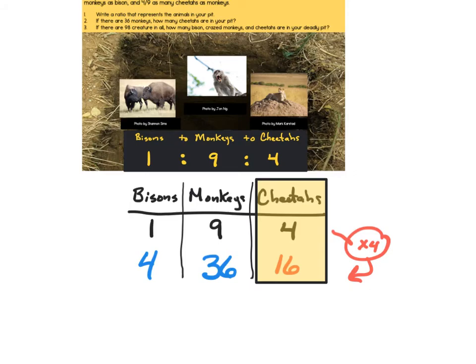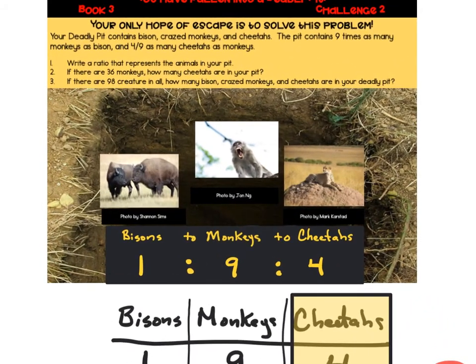Alrighty, my friends, let's move on to problem number 3, and here we go. If there are 98 creatures in all, how many bison, crazed monkeys, and cheetahs are in your deadly pit down here? All right, so let's go ahead and solve that right now.